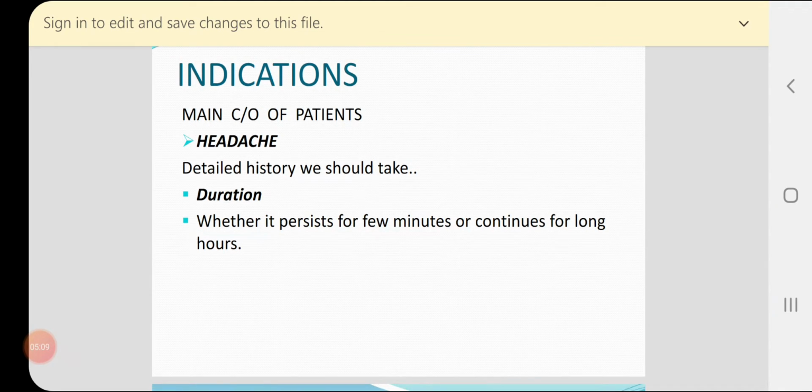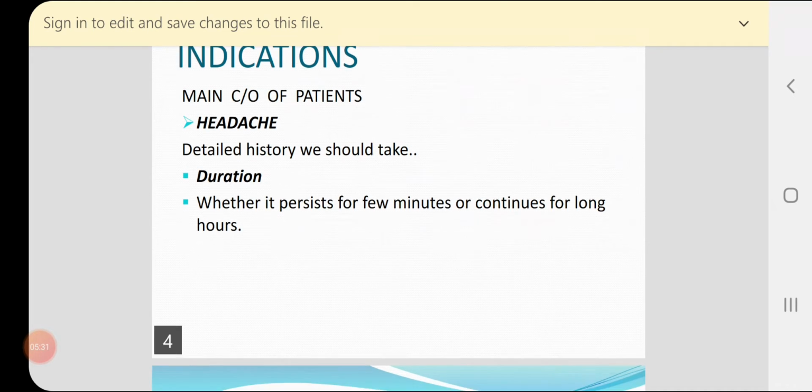Ocular headache means while working on a computer, working on your iPad, or reading books, you get a headache. That is basically your ocular headache. So we have to take a very detailed history of the headache so that we can distinguish between ocular and non-ocular headache and address the problem of the patient. Now the first thing we need to ask for in the headache history is the duration of the headache.